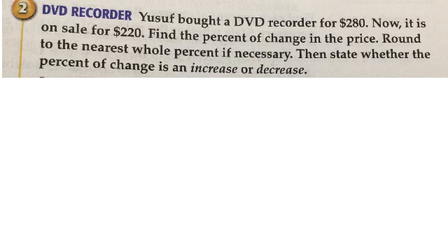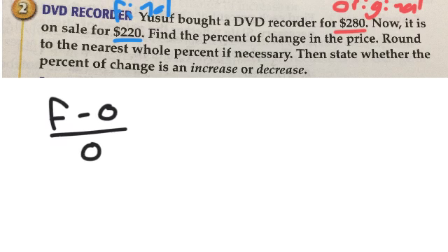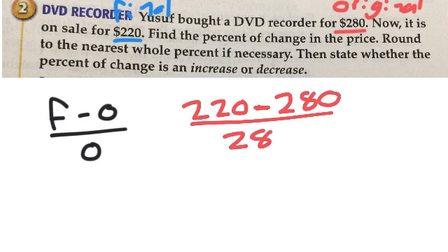So out of these two, 280 and 220, which one was the original price of the DVD recorder? 280 is what it was originally. Which means the final price is 220. So then when I plug in, remember I do the final minus the original divided by the original. So what is my final price? 220 minus the original price is 280 divided by the original price, which is 280.